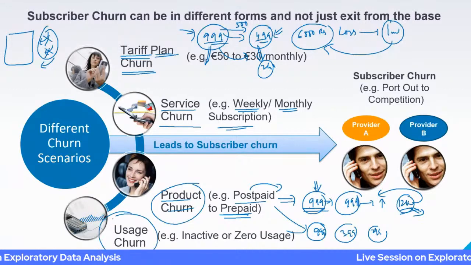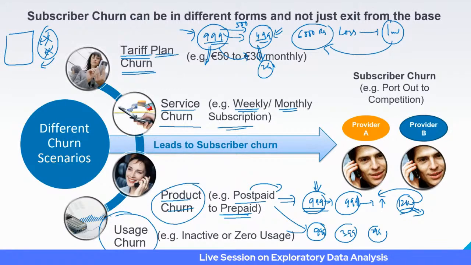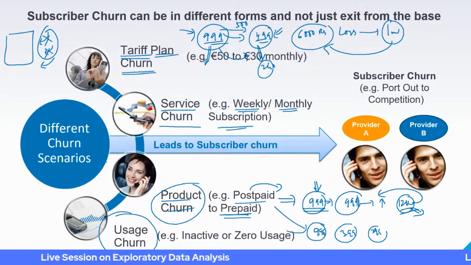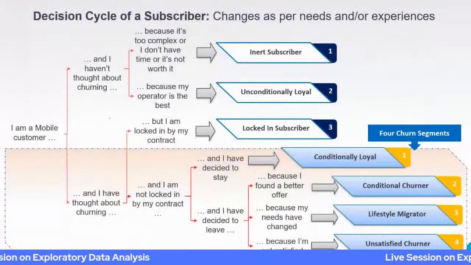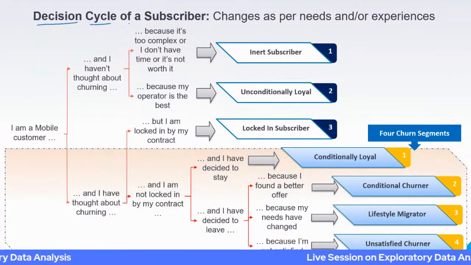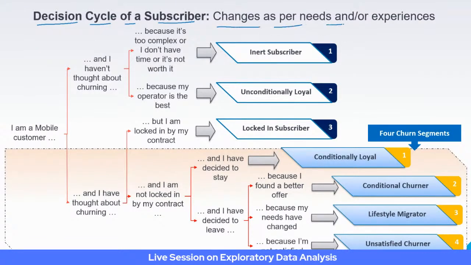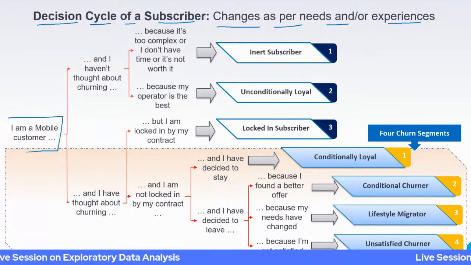And another type of churn is usage churn. We are taking a lot of time explaining these concepts. I'll try to quickly wind it up in 5-10 minutes and then we'll jump into the code part. Okay. Decision cycle of a subscriber changes as per needs and or experiences. Now, this is the decision cycle of a subscriber.